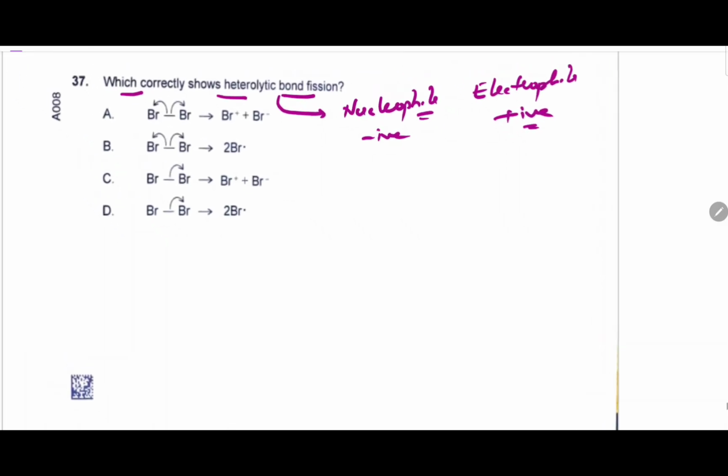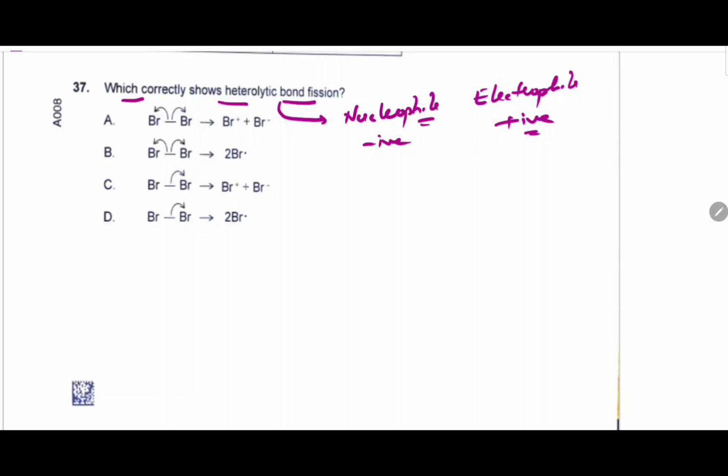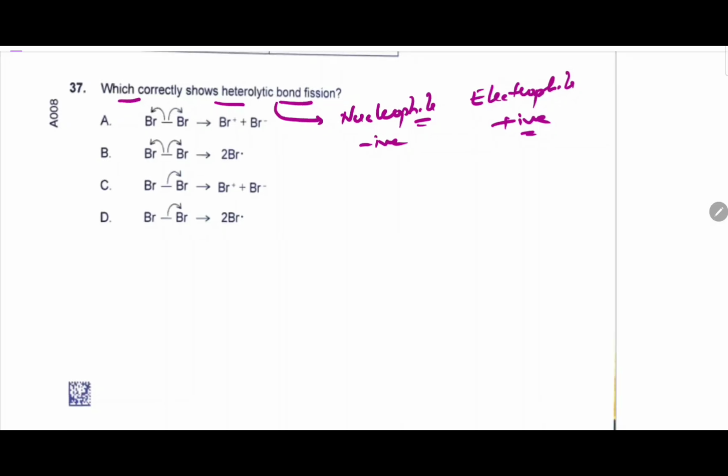Question 37. Which correctly shows heterolytic bond fission? Whenever heterolytic bond fission takes place, always a nucleophile and an electrophile are produced. That is a negatively charged species, and an electrophile, which is a positively charged species, is produced. So when I see heterolytic bond fission, an unequal distribution of electrons takes place. The more electronegative atom will take the bond pair of electrons. If they are of the same electronegativity, since in all 4 options it is bromine, one bromine will become positive, the other will become negative.